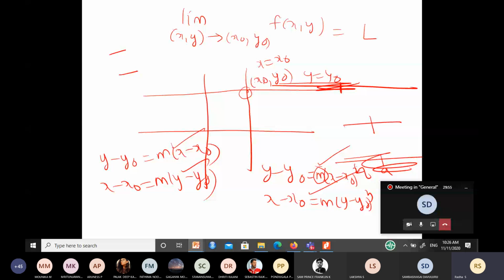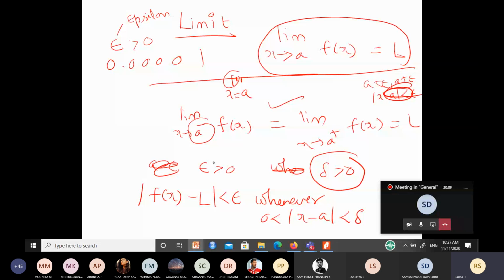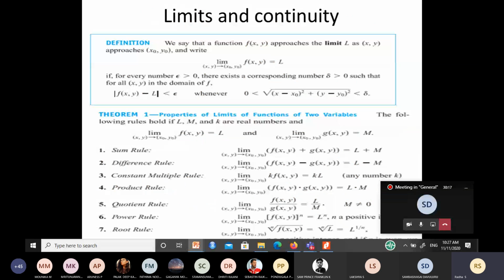But proving in infinite ways is not at all possible. There is no such thing that can be done in infinitely many ways, right? So for that only we have to go for a general proof. That is, we should find an epsilon such that this is less than epsilon and this is less than delta. Here you see the exact definition. We have to follow this definition and prove it.